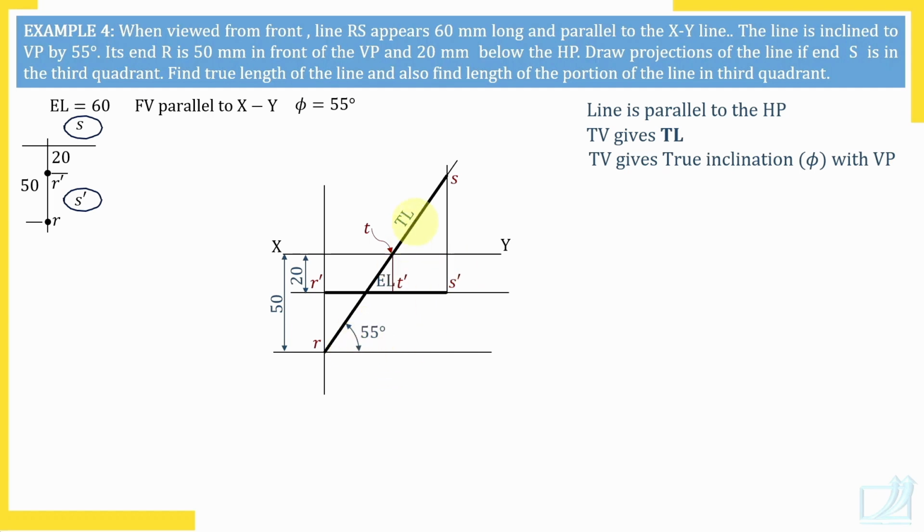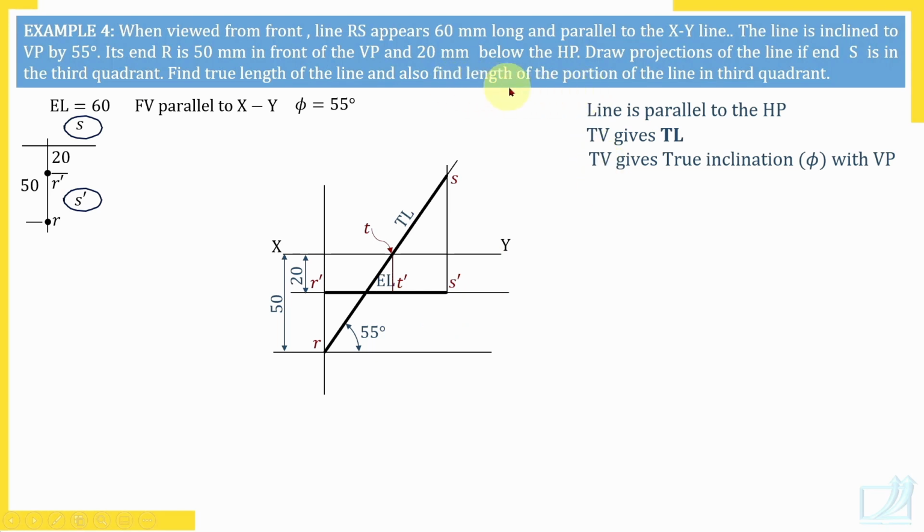Check now portion of the line RT. RT is top view and R dash T dash is front view. Just focus on this portion of the line. Both views are below XY line. What does that mean? Portion RT of the line is in fourth quadrant. Now focus on this portion TS. TS, top view is above XY line and front view is below XY line. Top view above and front view below. That means this portion of the line is in third quadrant.